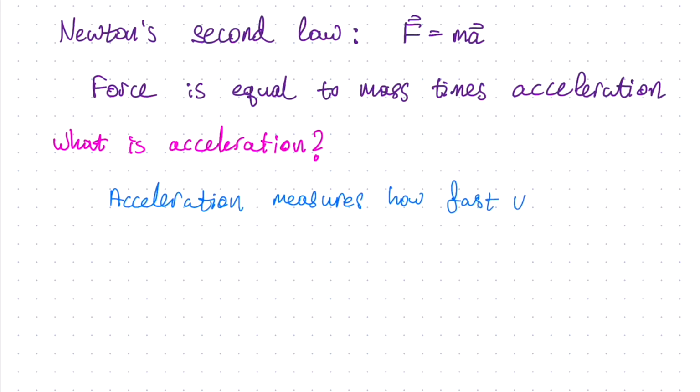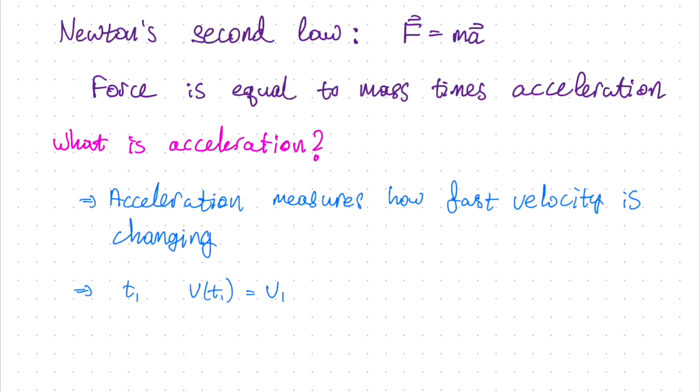Acceleration measures how fast velocity is changing. Suppose we have an object which at time t1 is moving at the velocity v of t1 equals v1, and at time t2 it is moving at velocity v of t2, which is equal to v2. Now, how much acceleration is the object undergoing? Well, we have to divide the change in velocity by the change in time. The change in velocity is v of t2 minus v of t1, and the change in time is t2 minus t1.